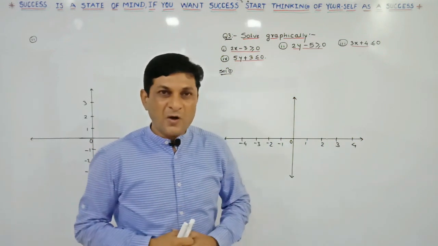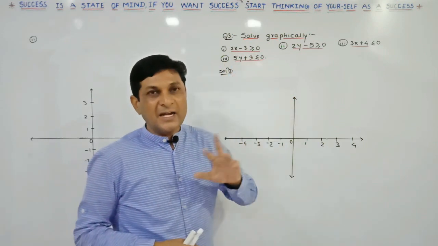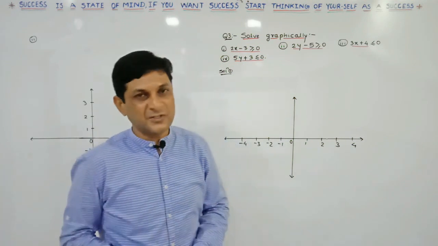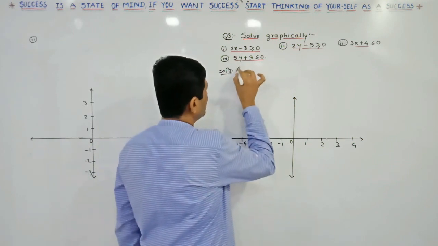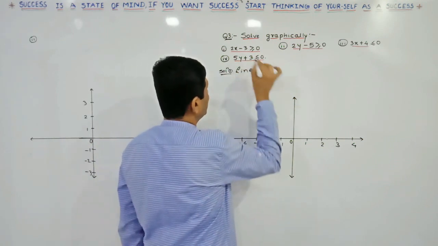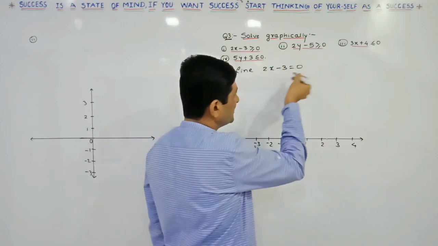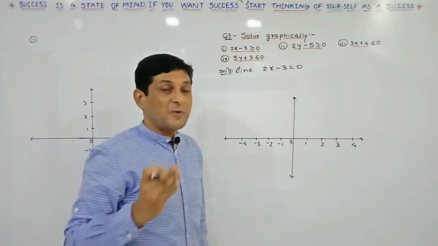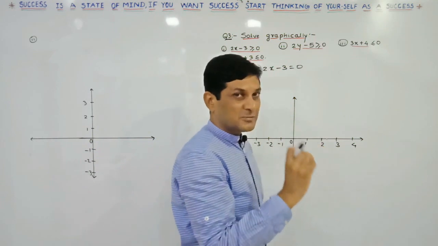First we have to draw the line which we get from this expression, and using the inequality we have to check which half plane will be our solution set. So observe example number one. Here from this equation we get the line 2x minus 3 is equal to 0. Here the term of y is absent, means definitely the line is parallel to the y-axis.